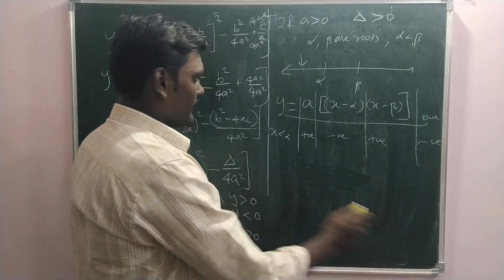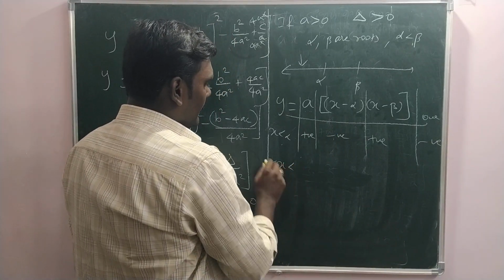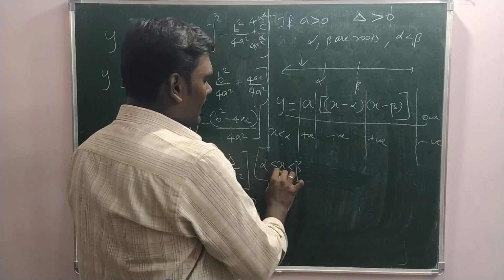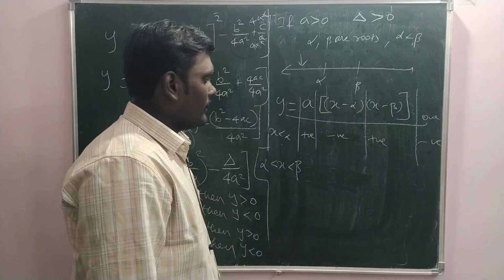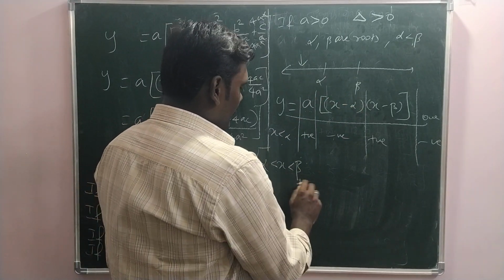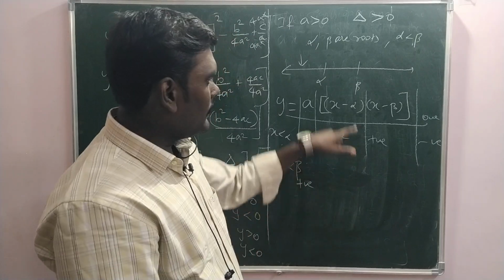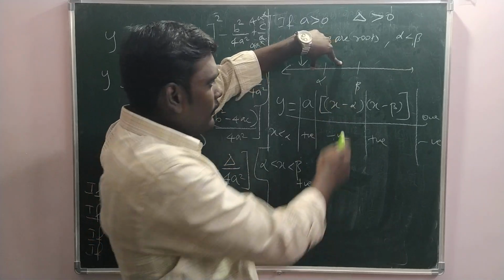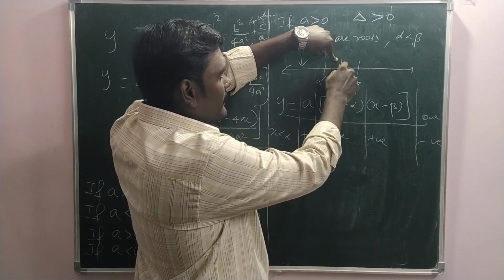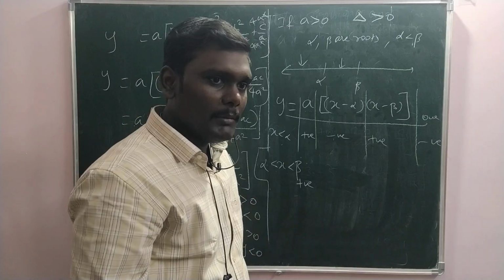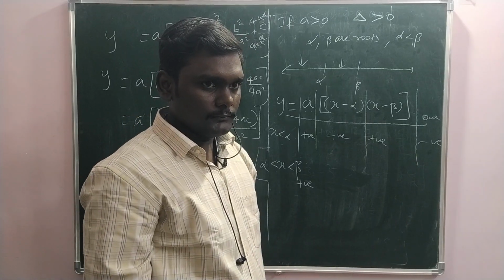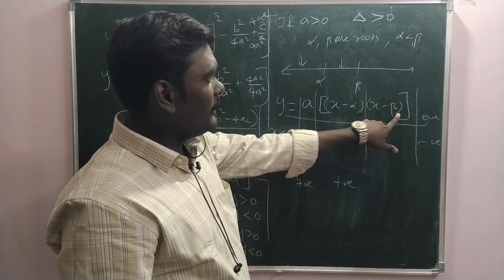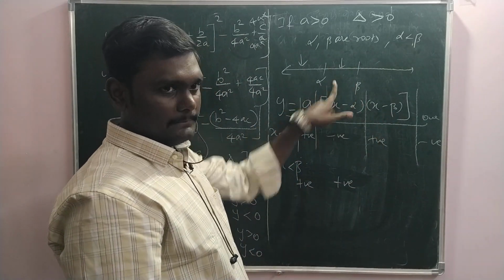Similarly, we are going to have a discussion when x lies between alpha and beta. See, a is positive only, as per our discussion. Then you substitute any value from this interval, which is greater than alpha. You subtract alpha from a value which is greater than alpha. Then it will be positive or negative? Positive, that's all. And then here you are subtracting beta from a value which is less than beta.